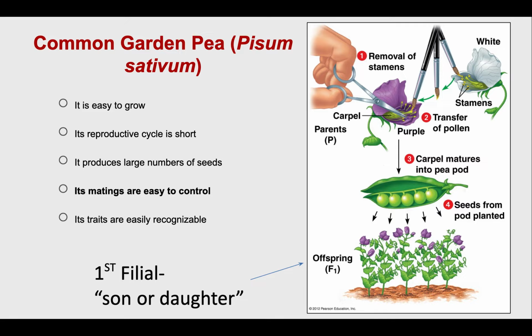And often we'll see that the offspring are called F1. That stands for first filial, which means son or daughter. So, first son or daughter generation.